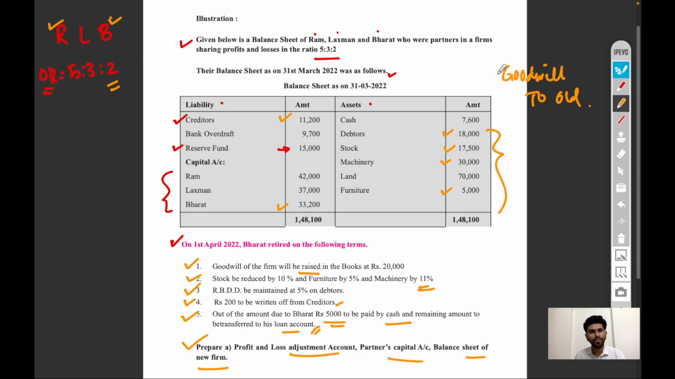So we will assume that the new ratio will be 5:3 between Ram and Lakshman, because Bharat is the retiring partner. So his share of goodwill will be cancelled. So old ratio is 5:3:2. New ratio is 5:3.